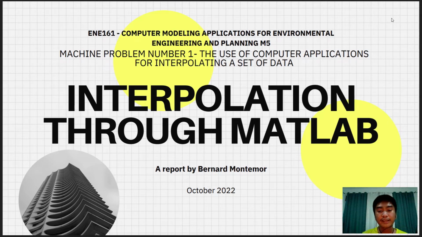Montemor, and today I'm going to be talking about and running through interpolation through the usage of MATLAB. This is going to be a part of machine problem number 1, which is the use of computer applications for interpolating a set of data. This subject is ENE161, Computer Modeling Applications for Environmental Engineering and Planning, Section M5.